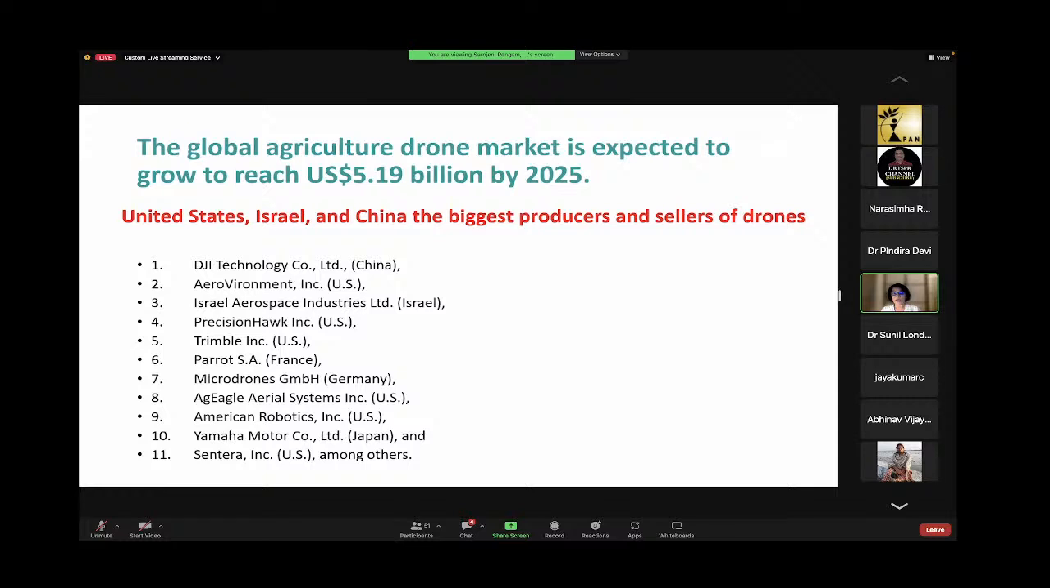And so a lot of companies are now coming in to fill the space in the drone market in the US. First is DJI technology, China-based, then AeroVironment, US, Israel Aerospace Industries, and then some from France, Germany, and Japan. So you can see that these are the big developed countries, and of course China is growing very fast from developing to developed. These are really the big producers in the drone market, and it's going to be monopoly control again, so the profits are going to be taken by these corporations.